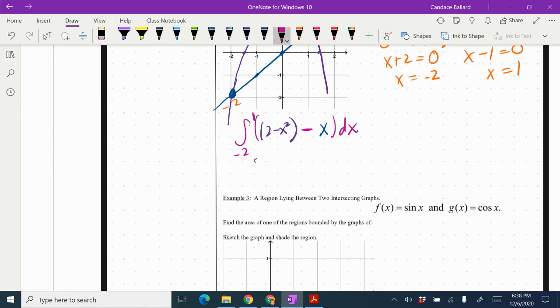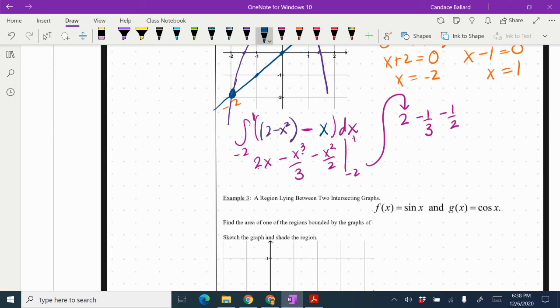So when I integrate 2, I get 2x. When I integrate negative x squared, I get negative x cubed over 3. When I integrate negative x, I get negative x squared over 2. And then I'm going to go from negative 2 to 1. We're going to substitute our values in there. So I'm going to do 2 times 1 is 2. 1 cubed is 1, so it's minus 1/3. 1 squared is 1, so it'd be minus 1/2.